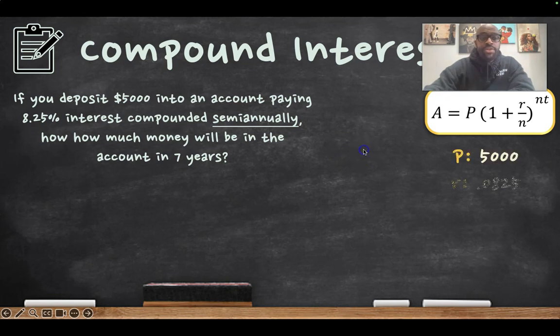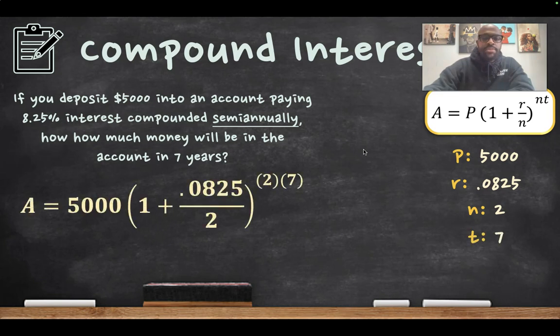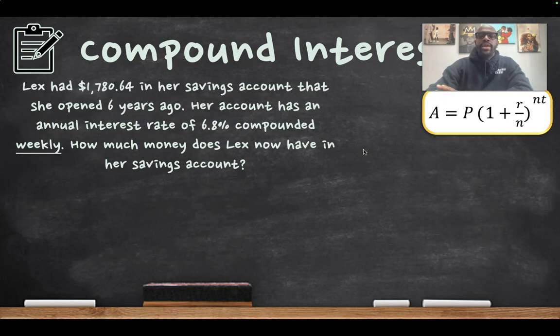So we divide by 100 and get 0.0825. And it's being compounded semi-annually. Semi-annually is twice a year, and for 7 years. And once you type it into Desmos, your result should be $8,805.22. Now, I want to go ahead and get to this problem here.